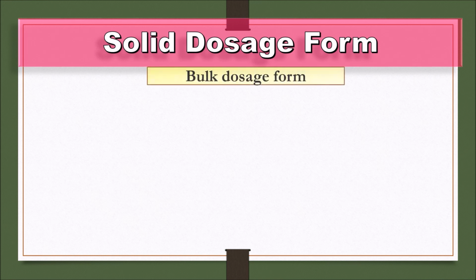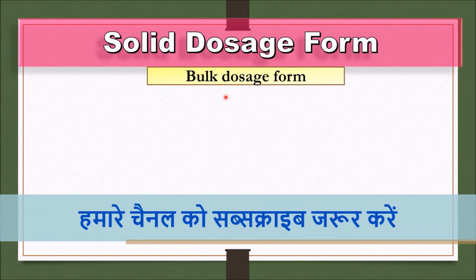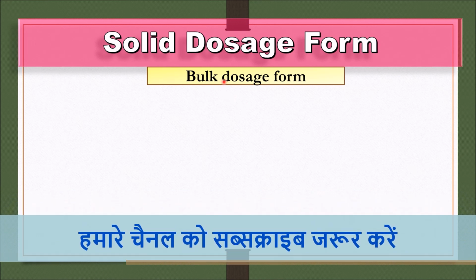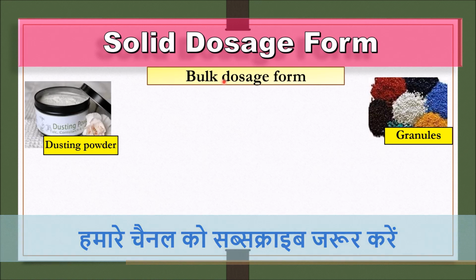Now in solid dosage form we'll talk about the bulk dosage forms. So what are basically bulk dosage forms? These are the dosage forms which you can use again and again, multiple times. In that we have powders.